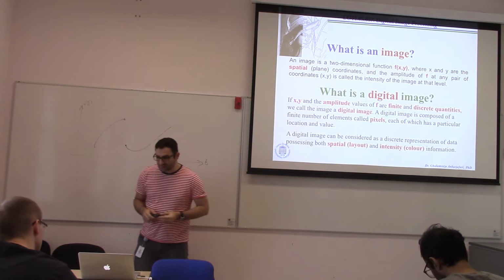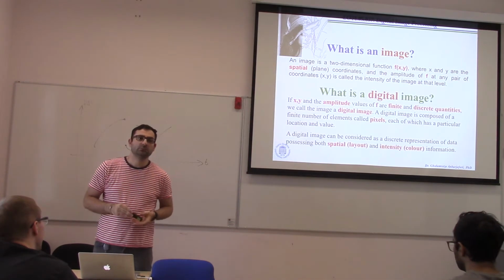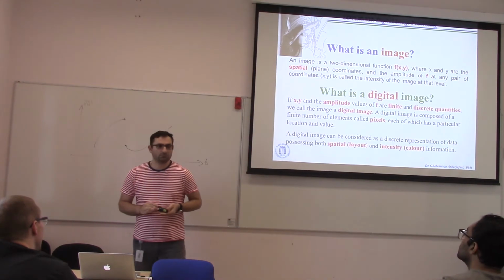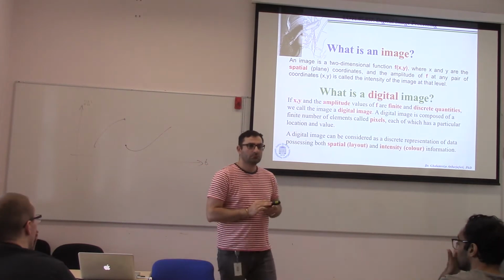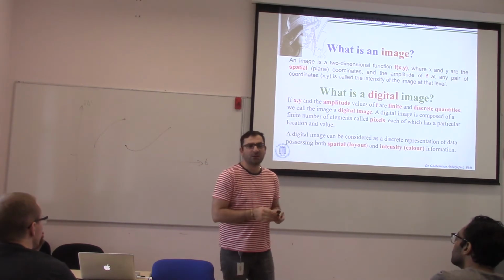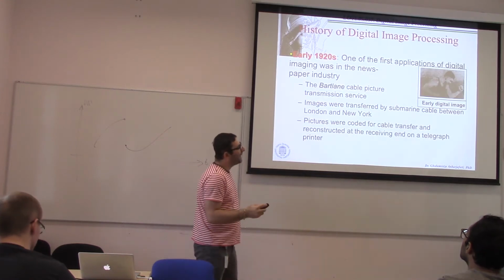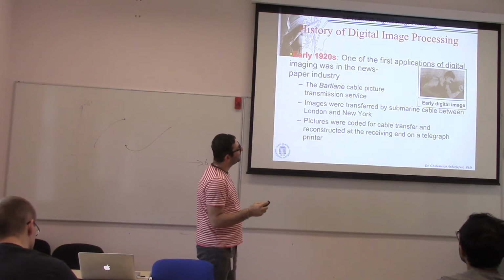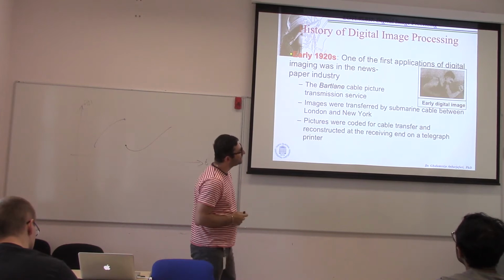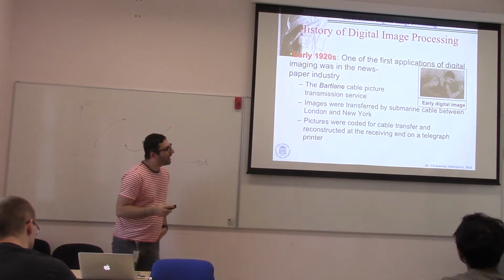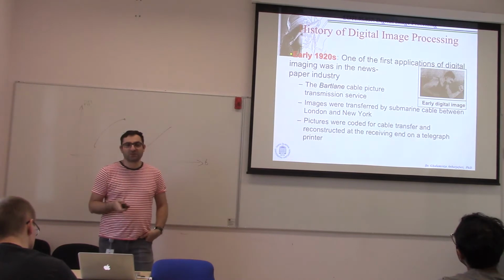How old is the first digital image? Do you know? The first digital image is almost 100 years old; it was produced in the 1920s. One of the first applications of this digital image, you can see it, was for news reporting.